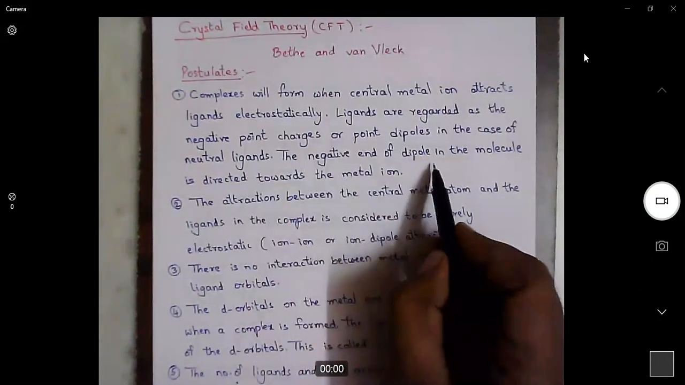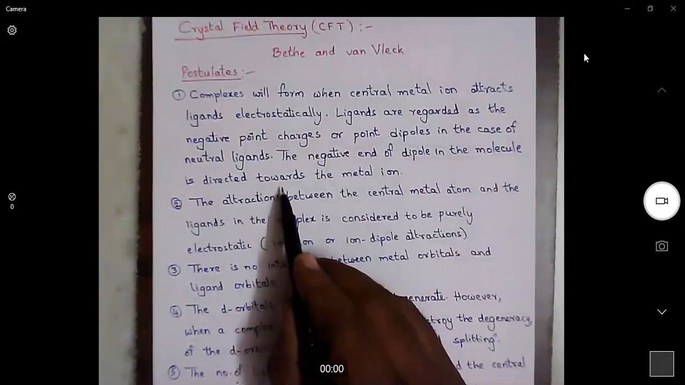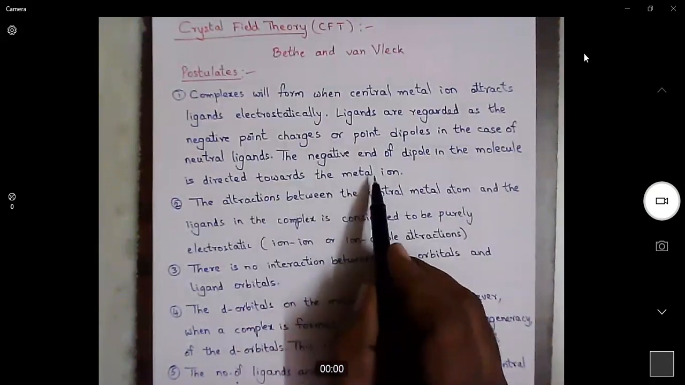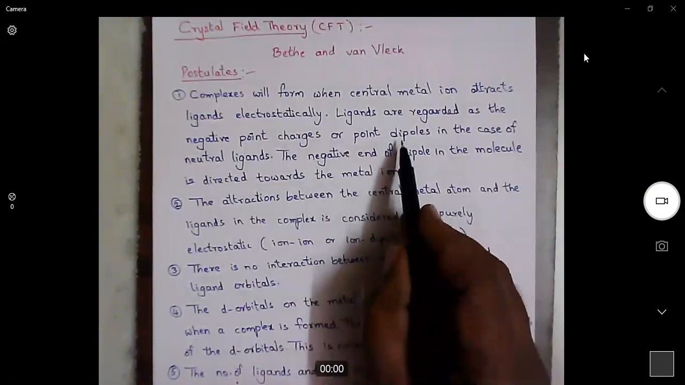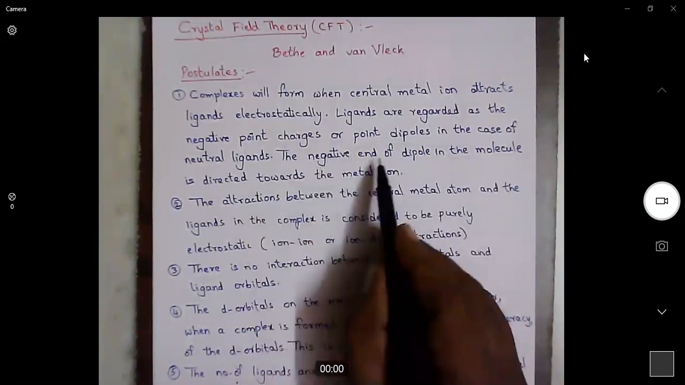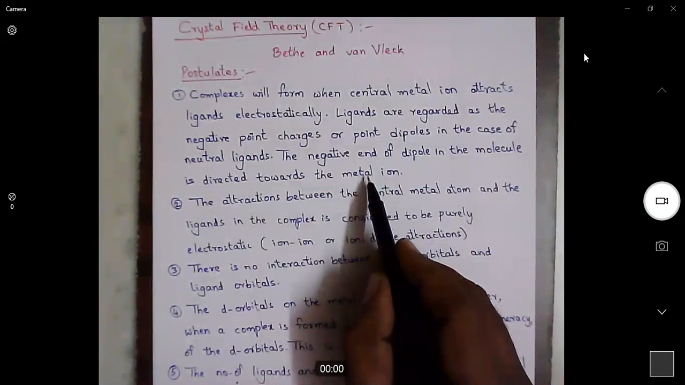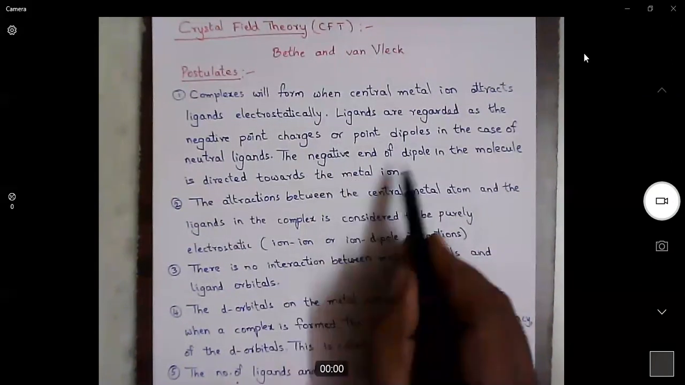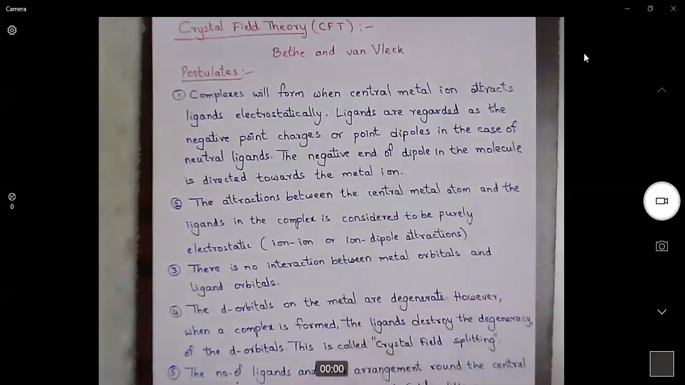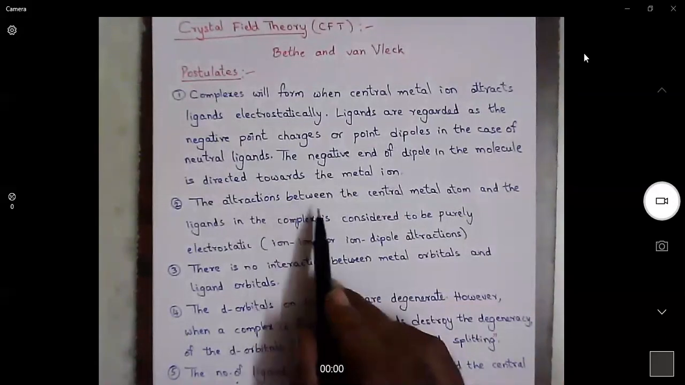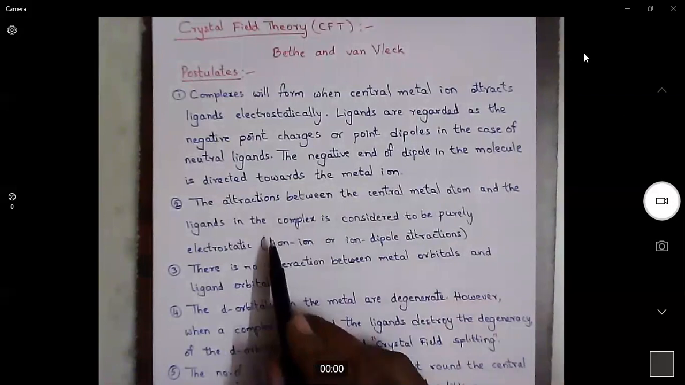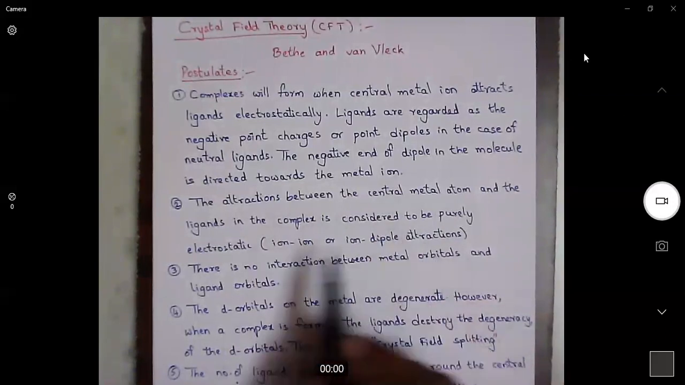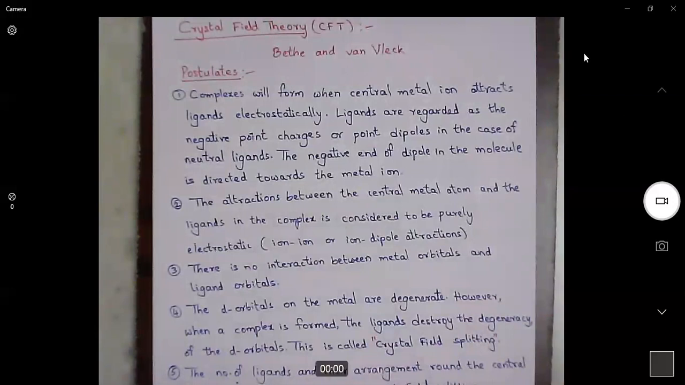The negative end of the dipole in the molecule is directed towards the metal ion because the metal ion is electropositive. In the dipole of a neutral ligand, the negative end will be nearer to the metal ion, and the positive pole will be away from the metal ion. The attraction between the central metal atom and the ligands in the complex is considered to be purely electrostatic. According to CFT, the bonding between metal and ligands is purely electrostatic, but it is not 100% ionic.